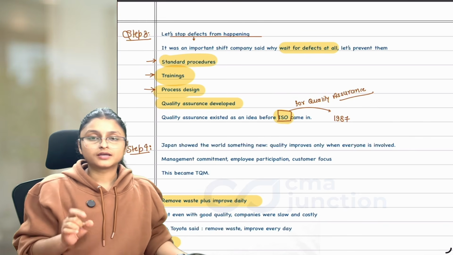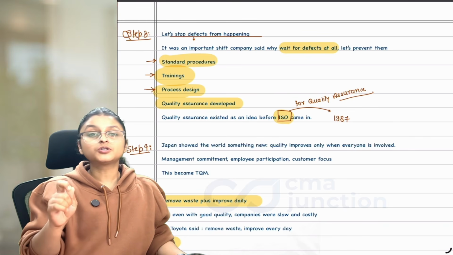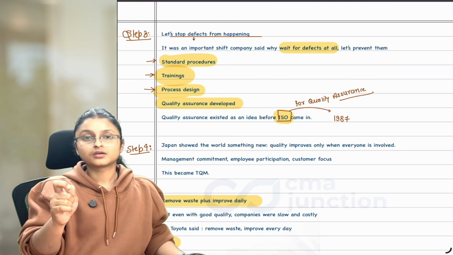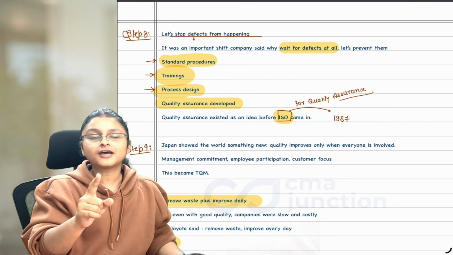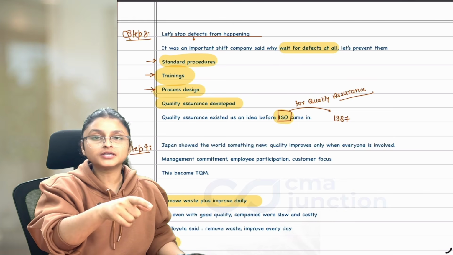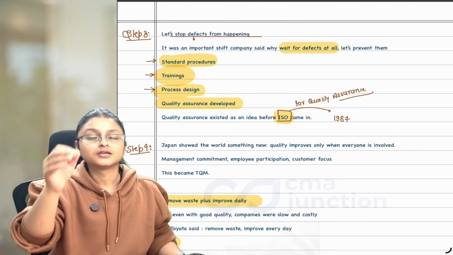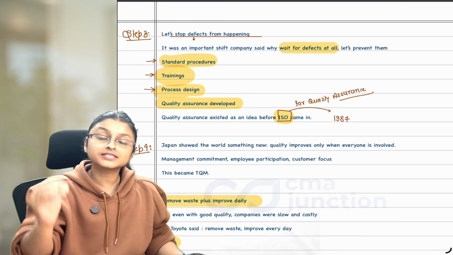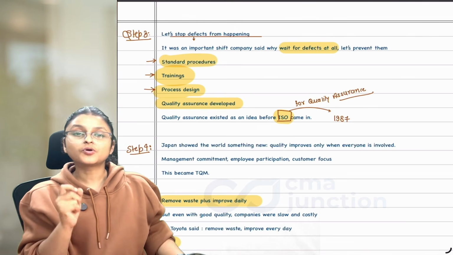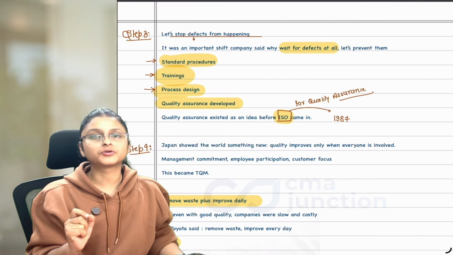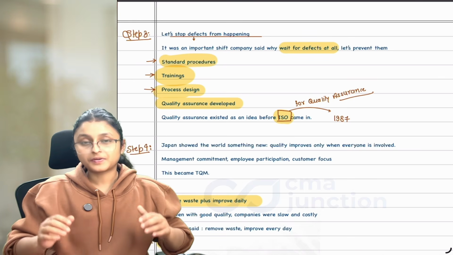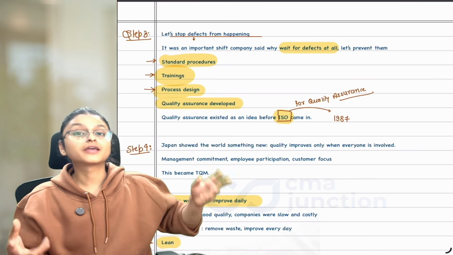So they thought that they would not be able to win over the whole world with the help of quantity and cost, because they don't have resources to win through quantity, and they don't have money to win by charging less for their products. So they decided that they will focus on the quality of the product, and that is how Japan is now known as a quality king, right?